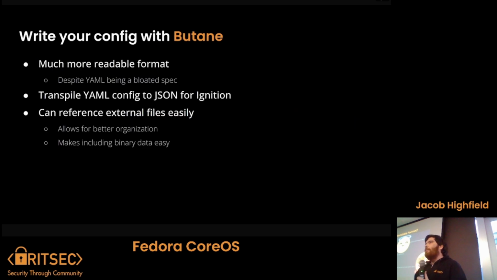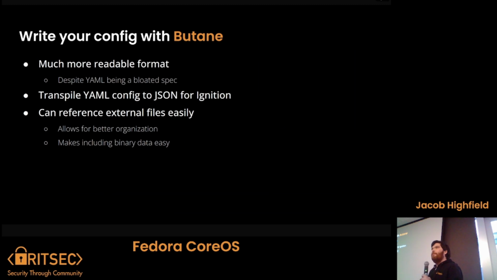So what is that? Well, that's Butane. Butane is a transpiler that can take a YAML configuration and turn it into the JSON configuration that Ignition expects. Now, as much as I dislike YAML because it's a very bloated spec in my opinion, this is very readable and very writable.